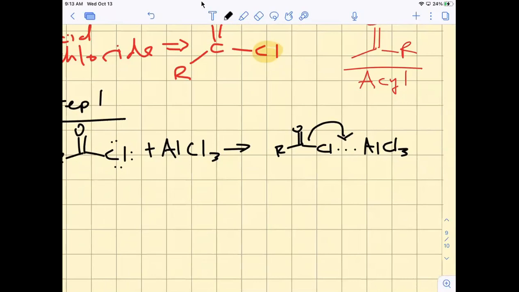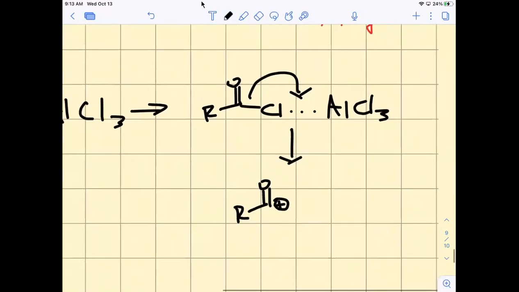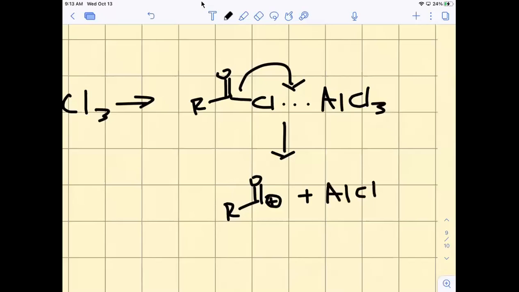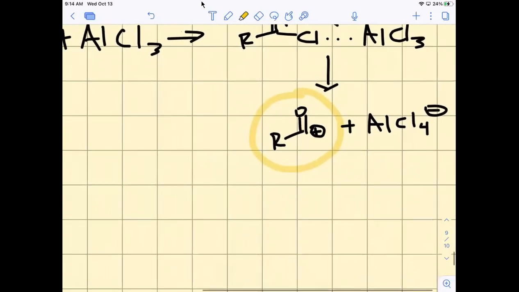So the intermediate that you get from that, that reacts with the ring, will look like this. So you've got a positive charge on that carbonyl carbon, and now that aluminum tetrachloride is negative. So this is going to be your reactive species, right? That's what the ring is going to attack. All right, any questions about that first part?